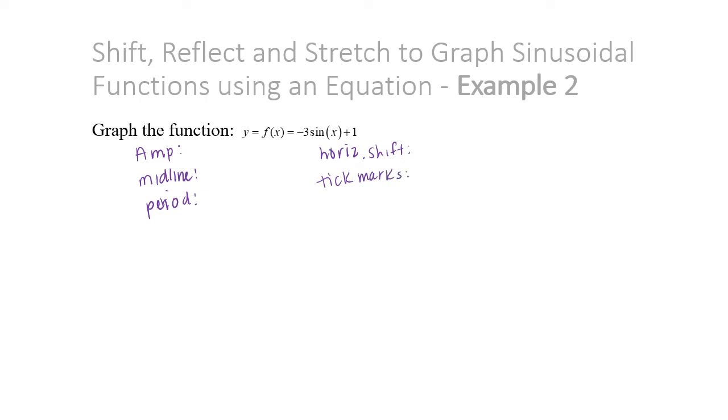So the amplitude is going to be the absolute value of -3, so that's 3. Our midline is going to be at y equals 1. Our period: technically the value in there is 1, so it'd be 2 pi divided by 1, which is just 2 pi. Horizontal shift is none, and then your tick marks are the period divided by 4. So the period divided by 4 gives me pi over 2. So each tick mark is going to be at pi over 2. Okay, so now we'll go set this up.